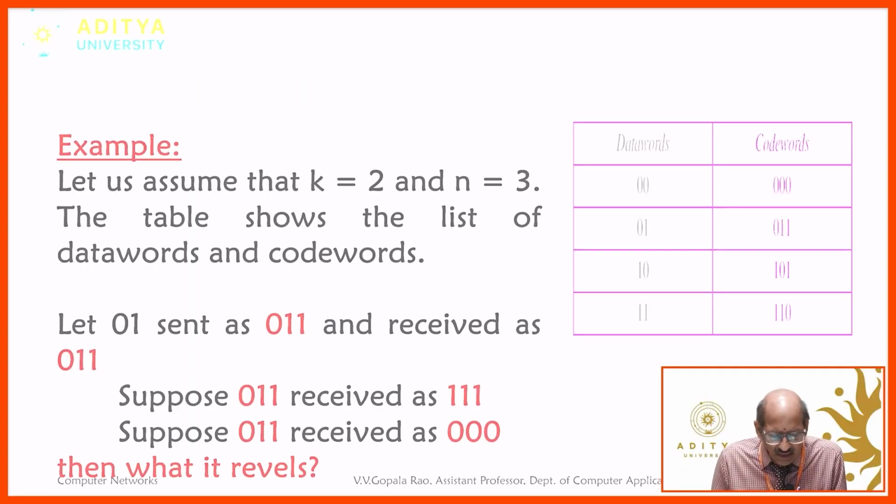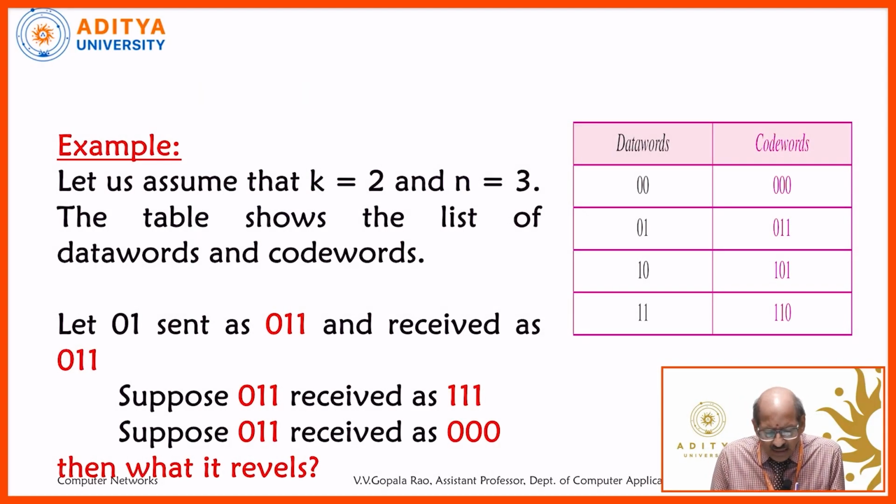Now, let us see an example. Let us assume that the data word is 0 1, so 2 bits are there. Here k is equal to 2. But n, the code word length, is more than the data word length, because the data word is of 2 bits. The code word should be more than that, because redundant bits will be added to the data word so that it becomes a code word. Let us imagine that the code word taken into consideration is 0 1 1. That means one more bit, which is 1, is added at the rightmost position.